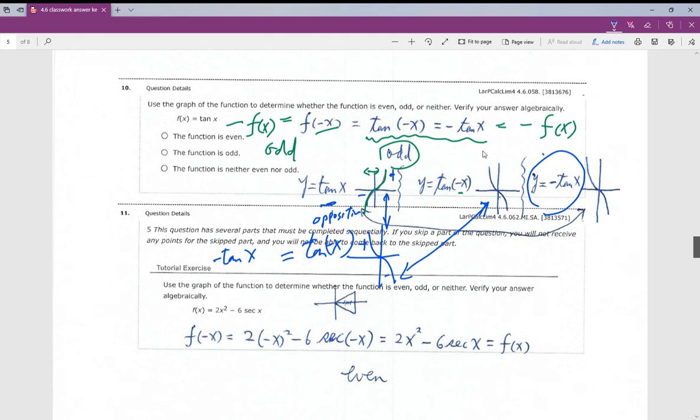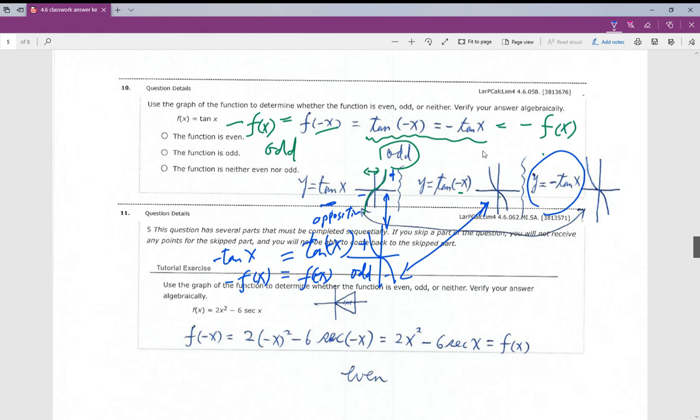So you say f of negative x equals negative f of x, which is the definition of odd.